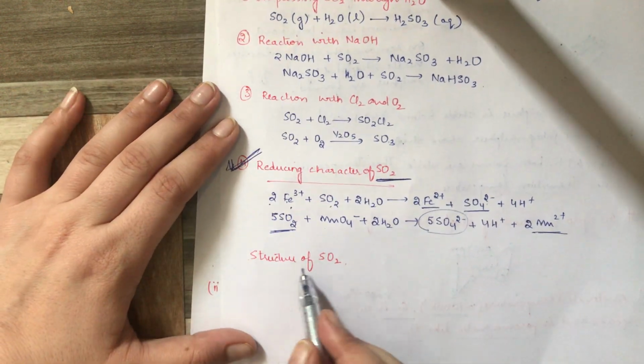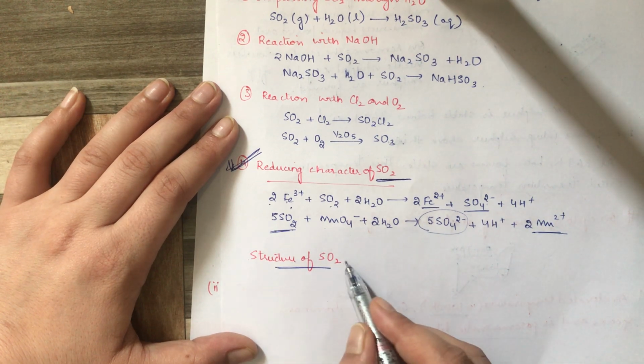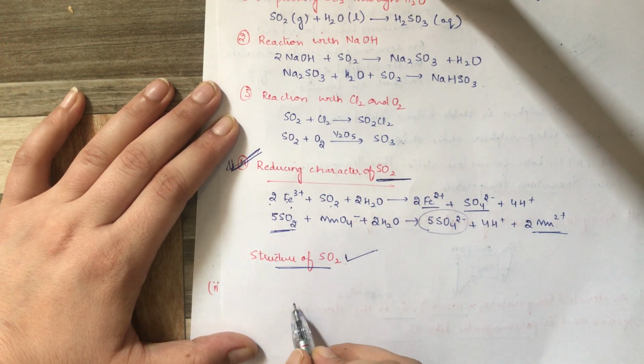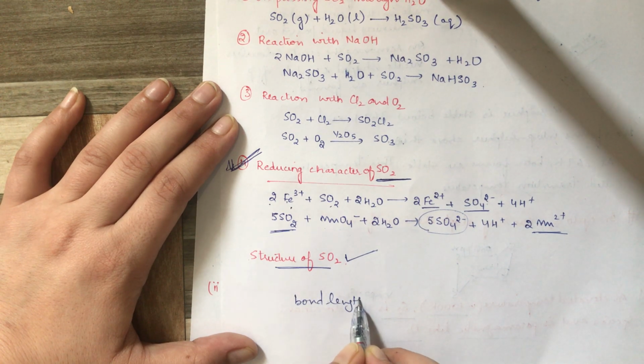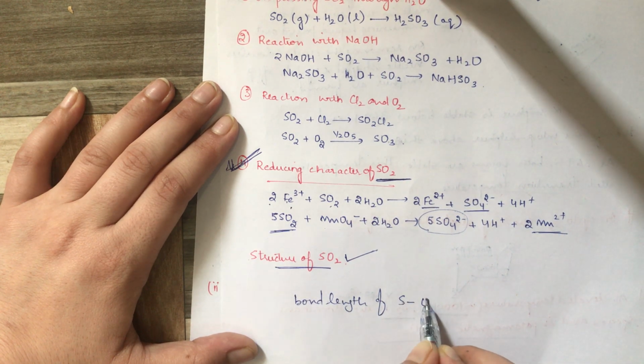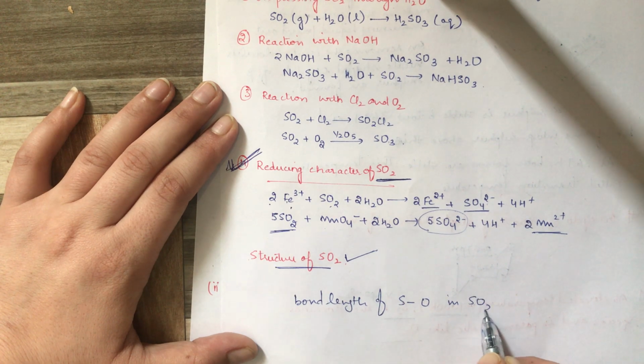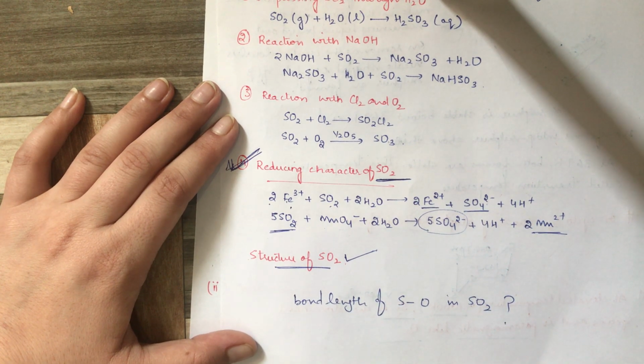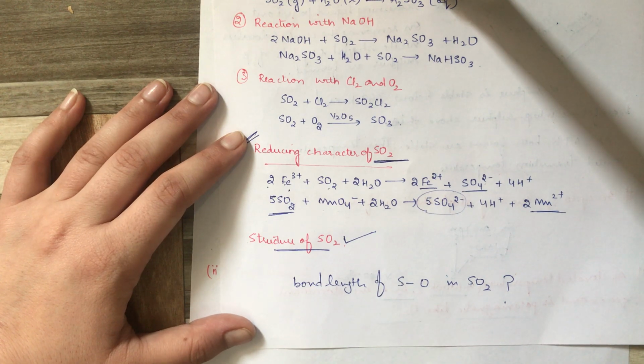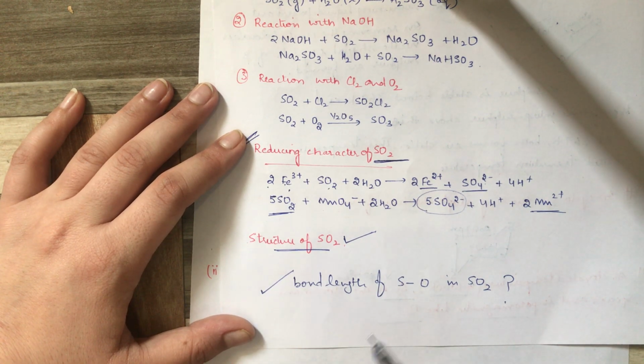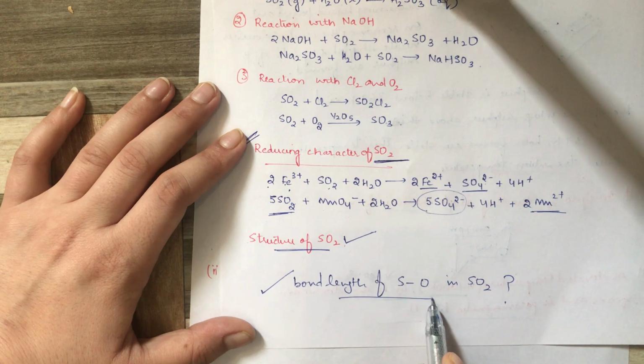I leave the structure of SO2 to you, because we have done it, so you have to answer me about the bond length. Bond length of S and oxygen in SO2. Take the help of your class 11 knowledge of Lewis structure, draw its resonating structures, and discuss the bond length of S-O in SO2.